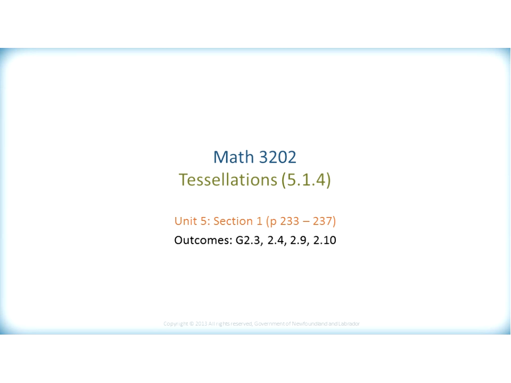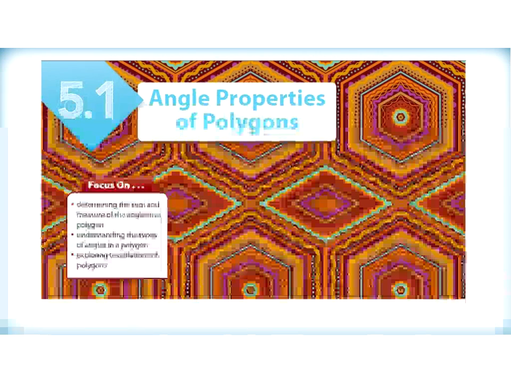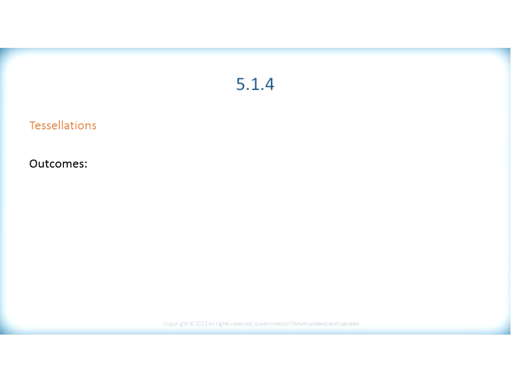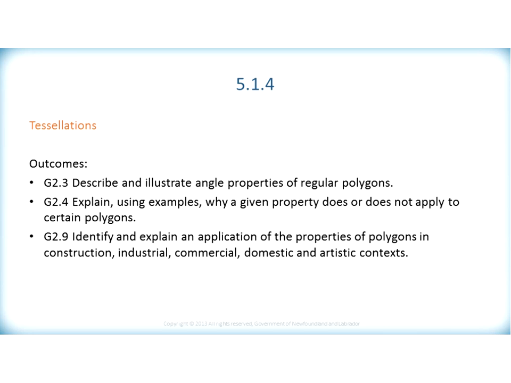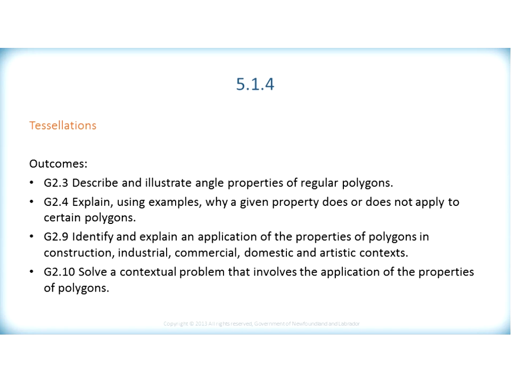In this lesson, we're going to be looking at tessellations. The outcomes we're going to cover are: describe and illustrate angle properties of regular polygons, explain using examples why a given property does or does not apply to certain polygons, identify and explain an application of the properties of polygons in construction, industrial, commercial, domestic, and artistic contexts, and solve a contextual problem that involves the application of the properties of polygons.